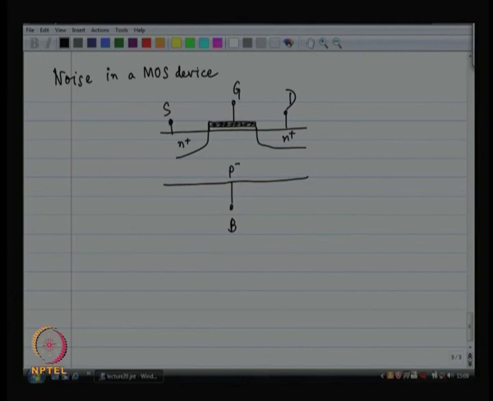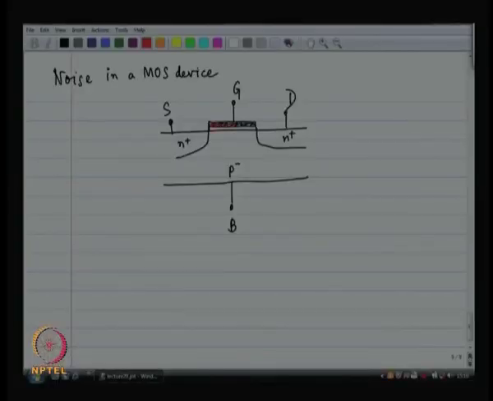Now, what can cause noise in a MOSFET? So, the first thing that comes to mind is the fact that the gate itself is made out of poly material, and the poly material is really used to make resistors as well. So, that means that the gate is resistive. Okay. The gate is resistive and therefore, it is going to contribute noise.